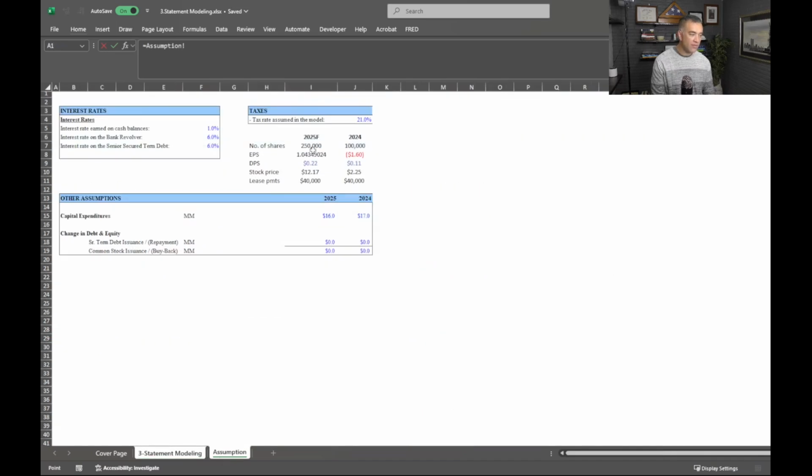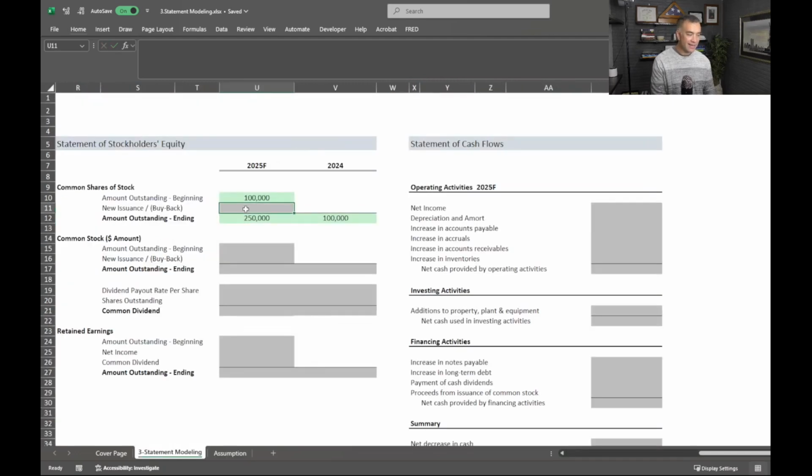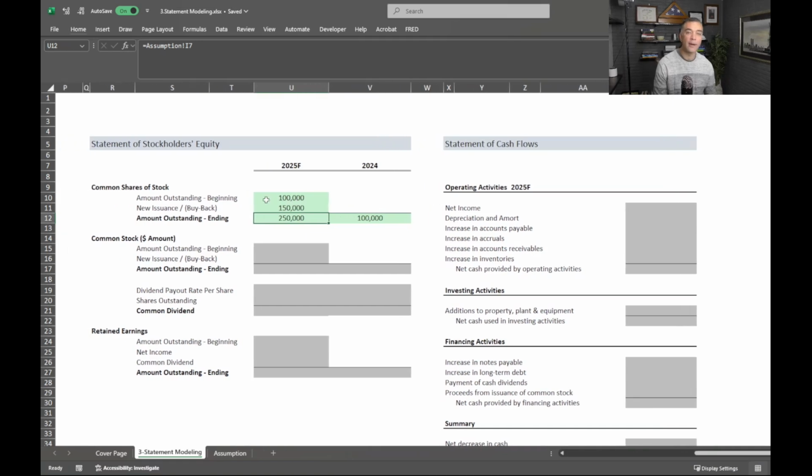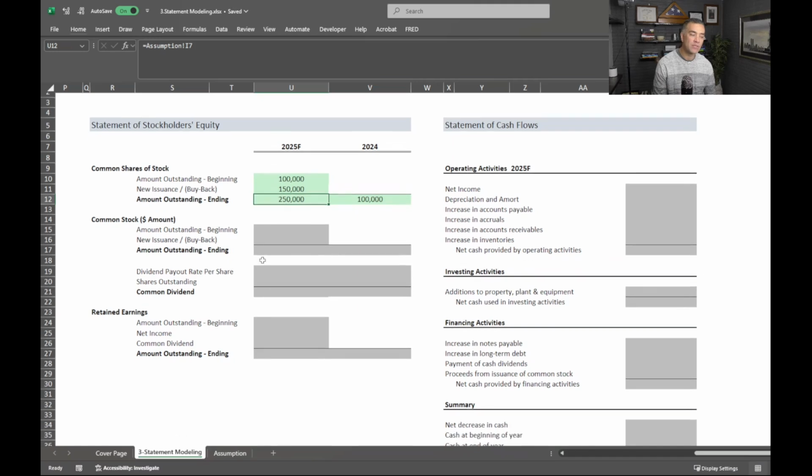In 2025, the shares outstanding are 250,000. So what that tells me is how much do we issue? Do we add any shares? Do we issue new shares to raise money? Well, to find that out, that's going to be our ending balance minus our beginning balance, right? We added 150,000 shares, and that's what we did to raise money for the capital expenditures that we did. So we had to raise some cash in there.